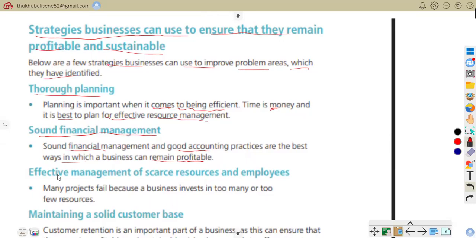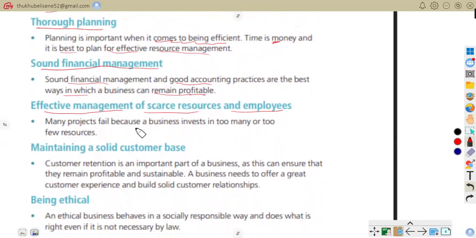So that is that. Effective management of scarce resources and employees. Many projects fail because a business invests in too many or too few resources. So that's that when you talk about effective management of scarce resources. More simply, it says businesses have limited resources. So they must use money, materials, equipment, and time carefully. Using too many or too few resources can cause problems.